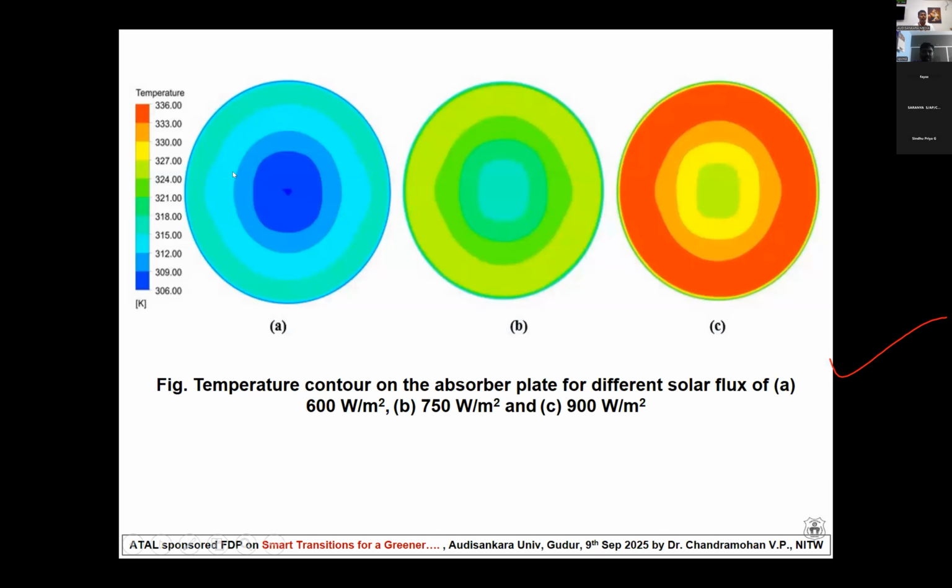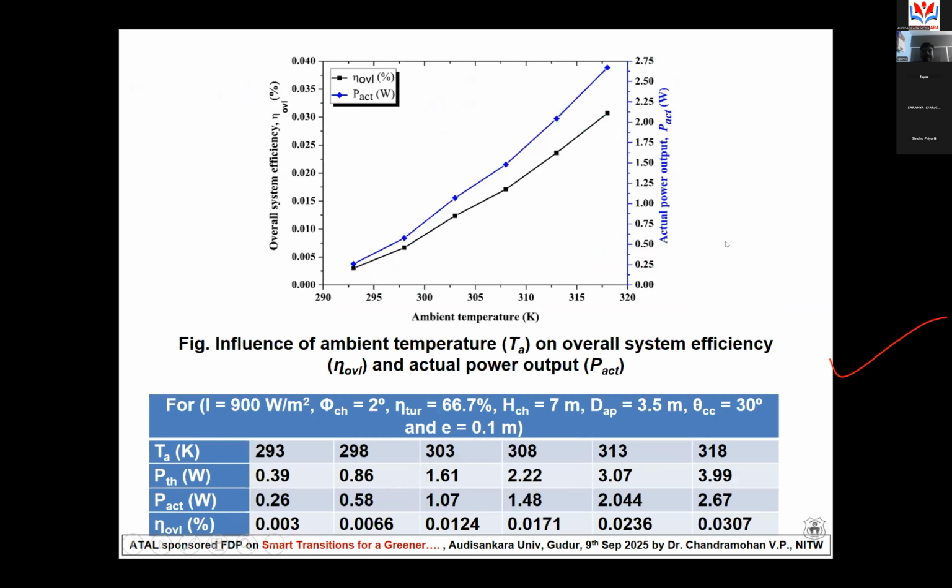Here we were able to get the temperature distribution inside for different solar fluxes: 600 watt per meter square, 750 watt per meter square, and 900 watt per meter square, and how the temperature is distributed on the absorber plate. Overall system efficiency is always increasing when the ambient temperature is increasing. We need not go up to 320 degrees Celsius, because in some Arab countries the temperature goes up to 55 or 58 degrees Celsius. In India, the maximum will be up to 45 or 47, but still we did the analysis. It may help for other countries.